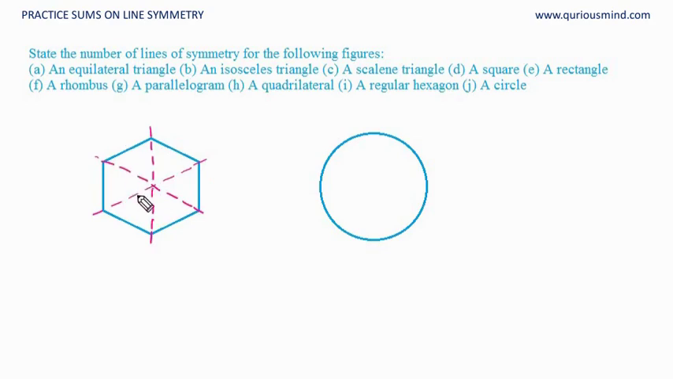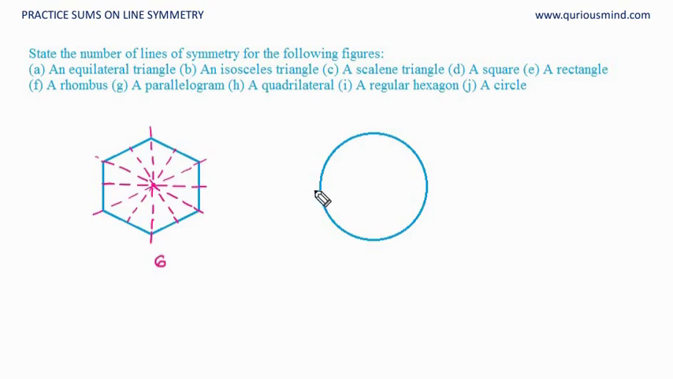Now, what about this line which joins opposite sides? If we see, even that is a line of symmetry because this angle is equal to this angle is equal to this angle. Because this is a midpoint of the side, they will overlap exactly. So, there are six lines of symmetry for a regular hexagon. And we have seen earlier that in regular polygons, the lines of symmetry are equal to the number of sides. So, hexagon has six sides, so there are six lines of symmetry.